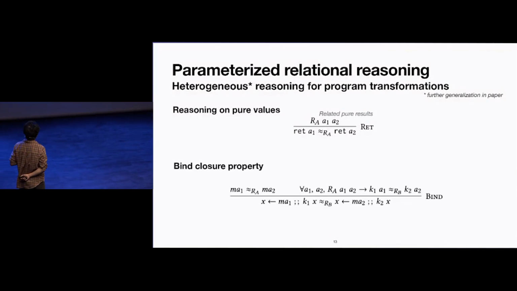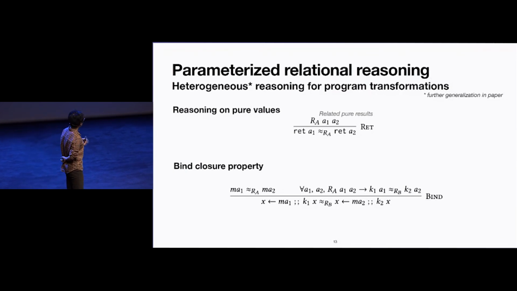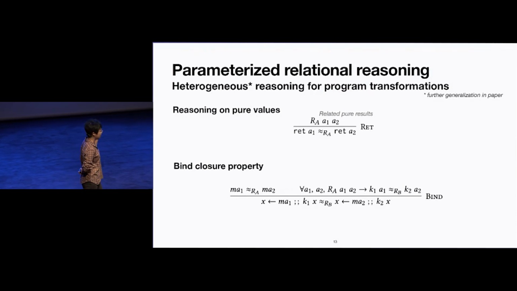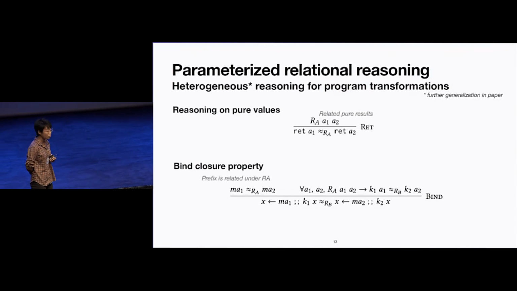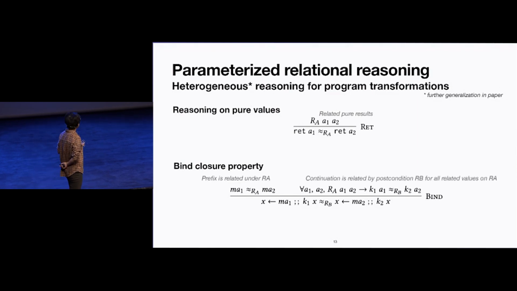And then we have the bind closure property, or if you're more familiar with the logic side, this is basically a cut property for bind, where we can relate two monads, which are binds of MA1, K1x, MA2, K2x, related on postcondition RB if we know that the prefix is related under an RA, and the continuation is related by postcondition RB for all related values on RA.